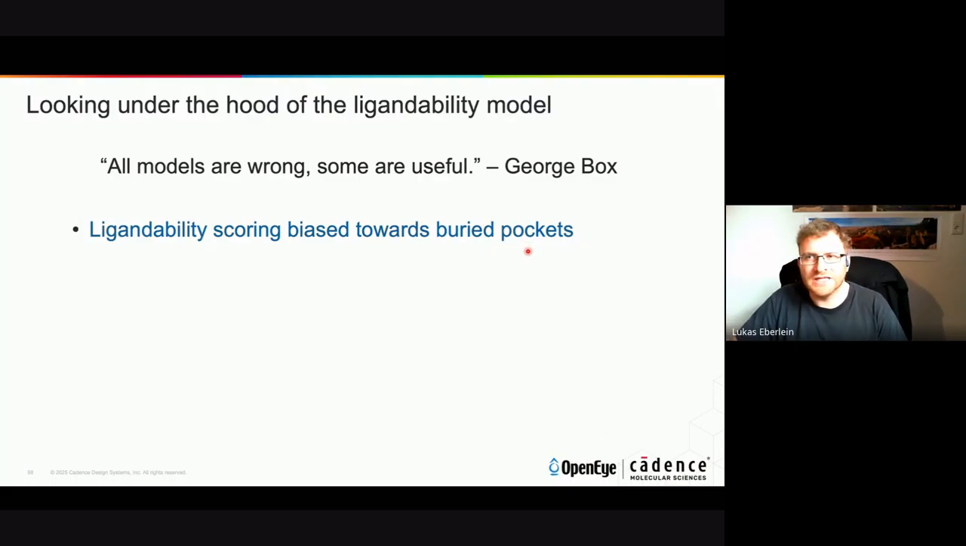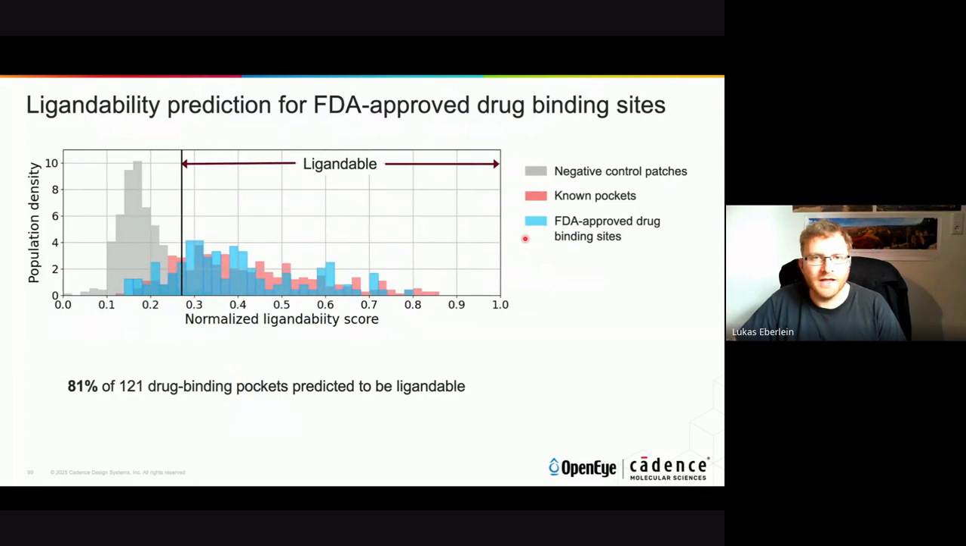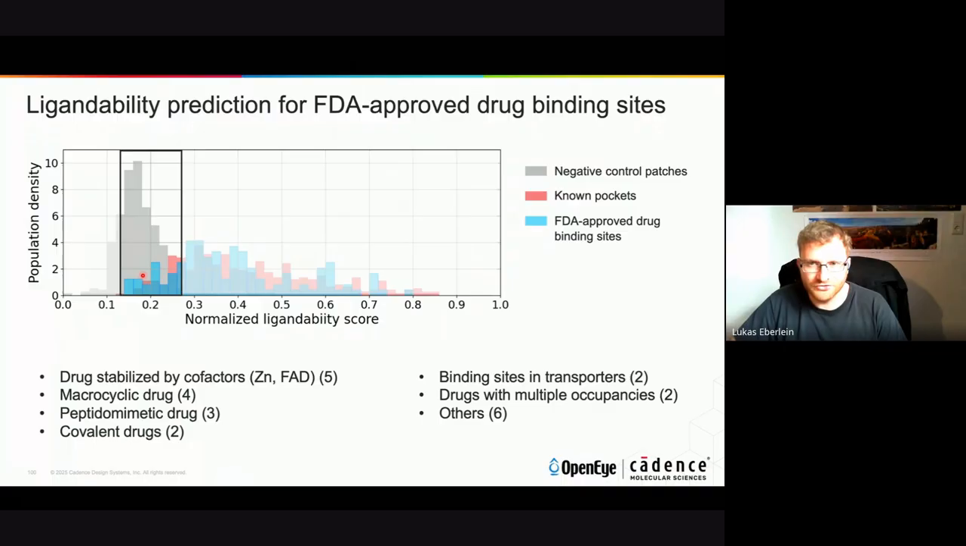And so we wanted to see how well the model performs on real binding sites, so promising sites like the FDA-approved drug binding pockets. And here we see that 81% of the 121 drug binding pockets are predicted to be ligandable. But we also have some false negatives down here in this score region.